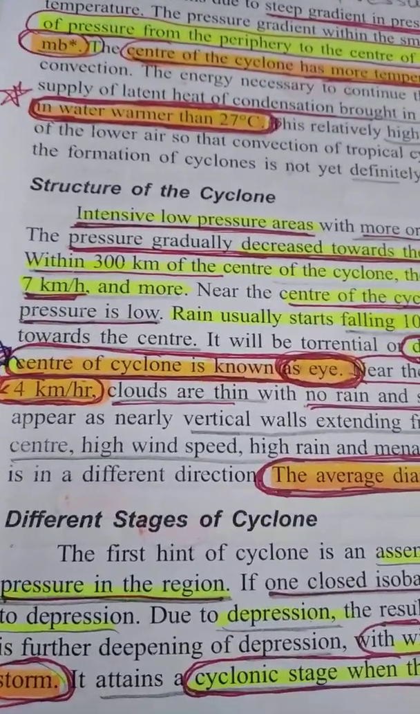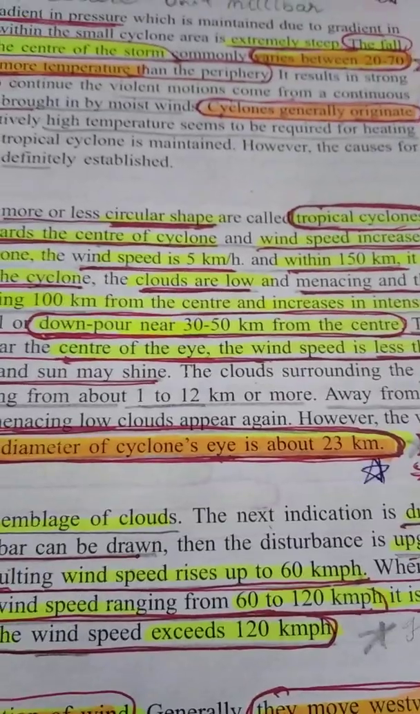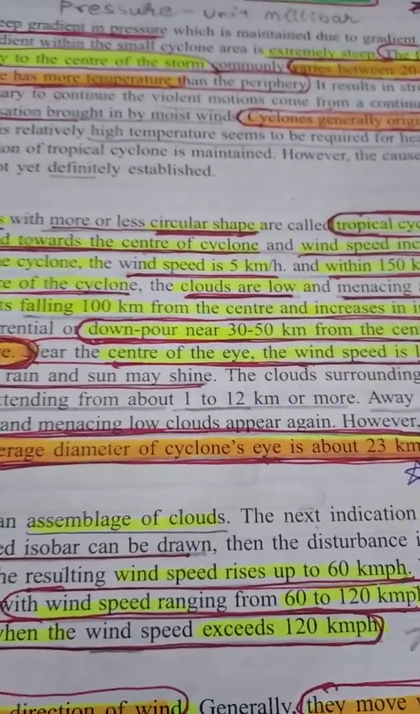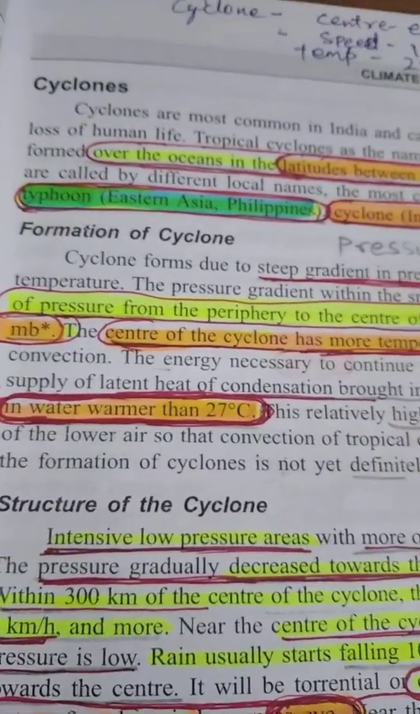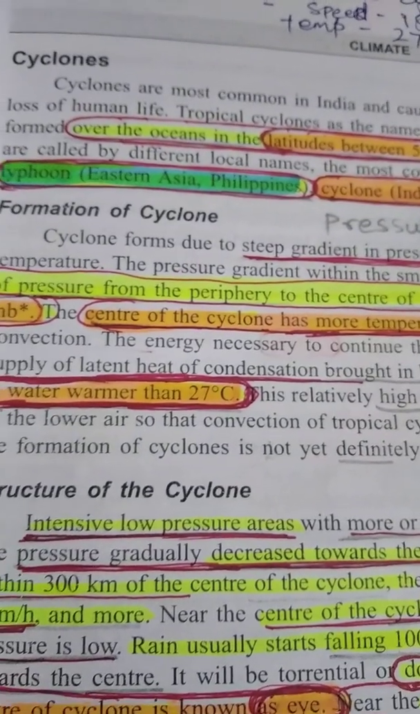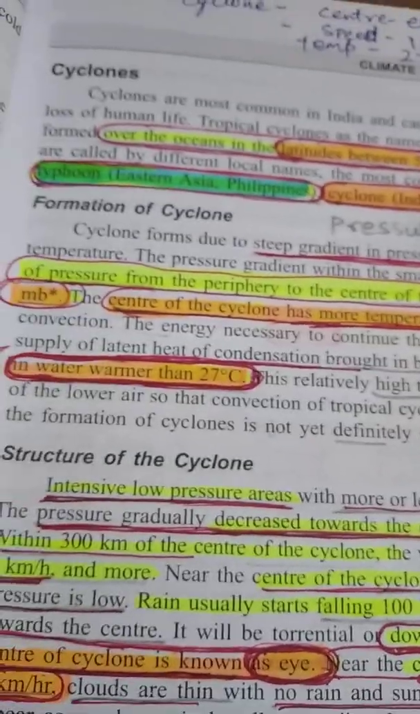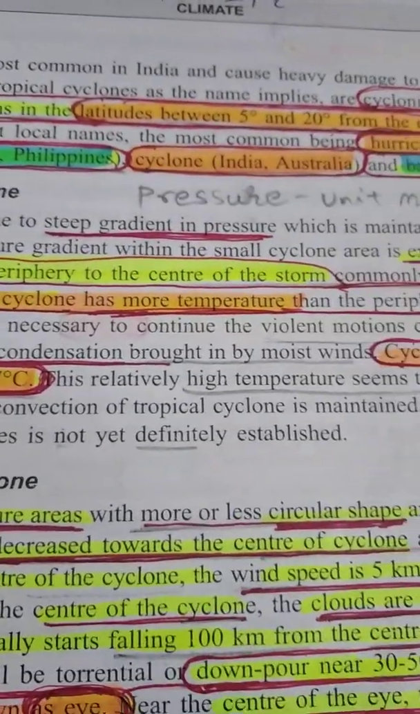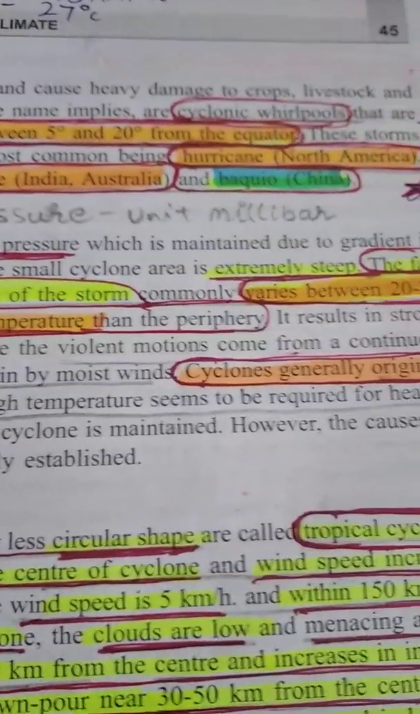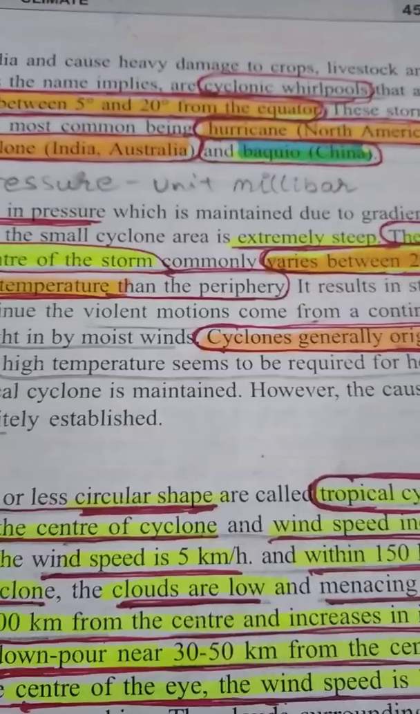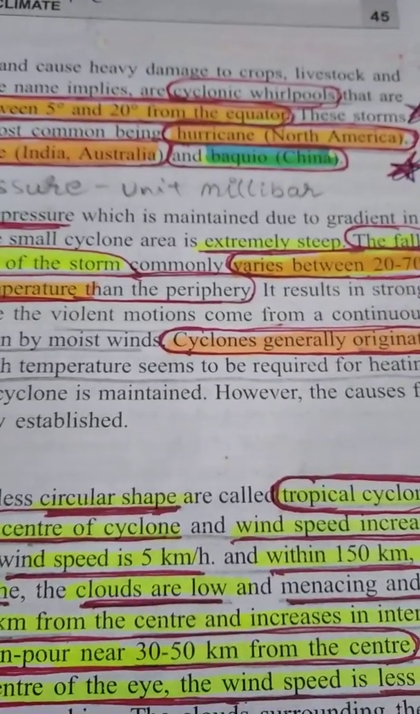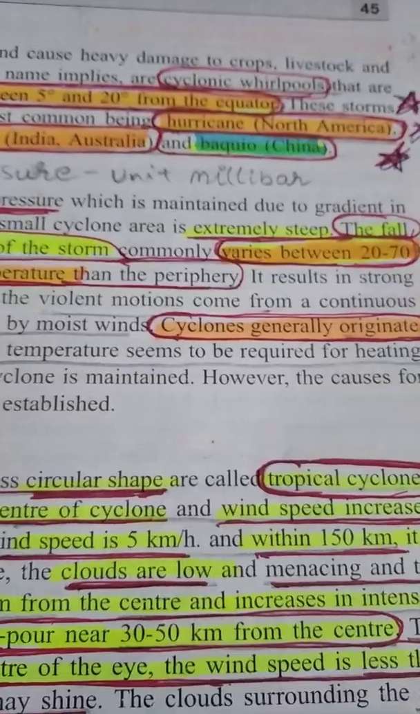So students, one thing you remember, the center of a cyclone is called the eye. The average diameter of the cyclone eye is 23 km. Please students remember it. And students, like I was telling you, they have been given different names in different countries. Cyclones are called typhoon in Eastern Asia and Philippines, and these violent storms are called cyclone in India and Australia. They are called hurricane in North America, and they are called Baguio in China. So students, Baguio is the correct answer to this question.